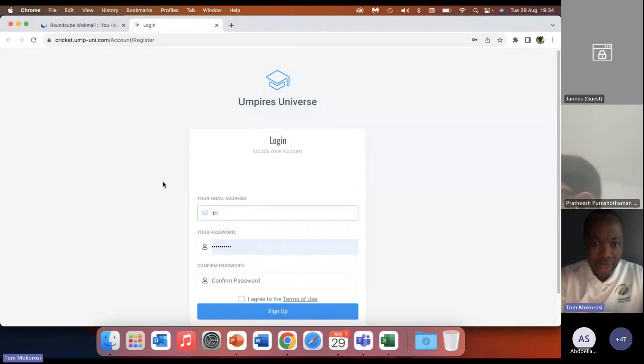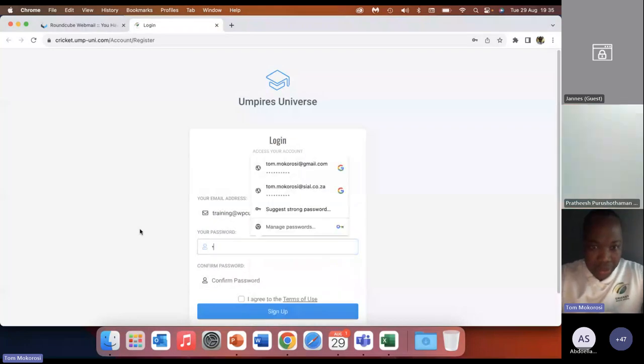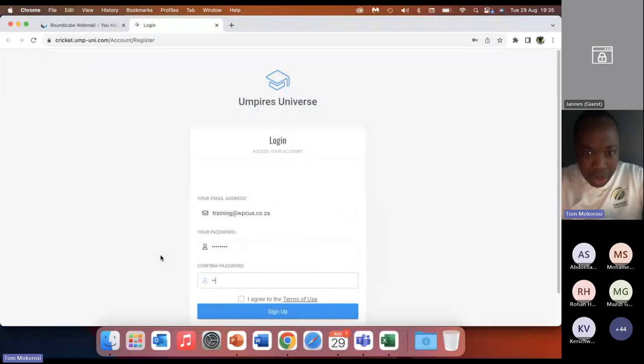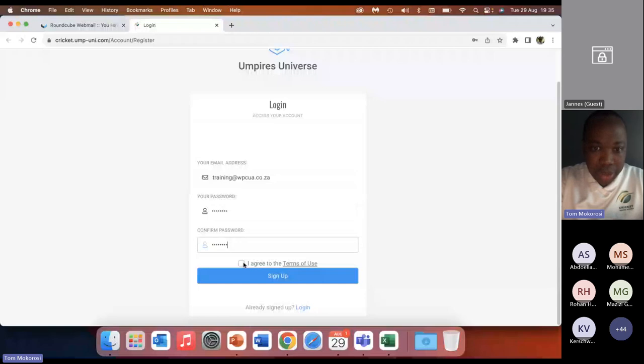Training at wpcua.co.za. And I'm going to type in a password, and you need to always confirm that password. And click on I agree to the terms of use, and I just need to make 100% sure that I typed in the correct email address, and it will tell me if my passwords don't match, but I'm sure they do.